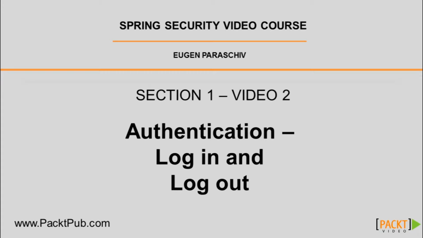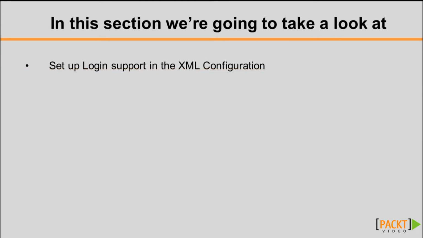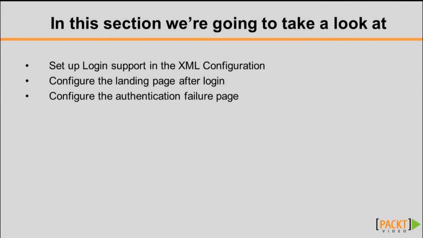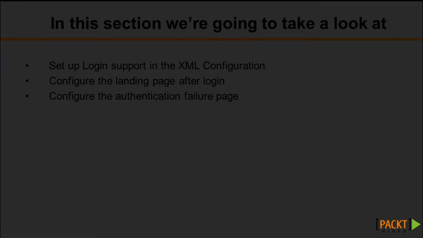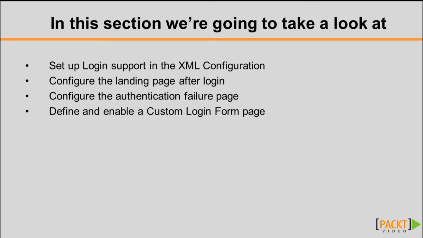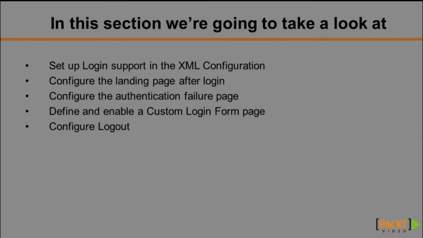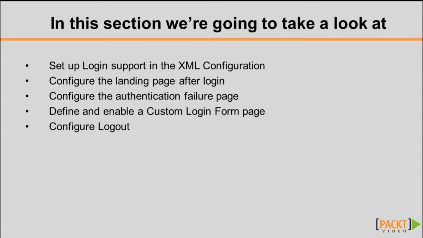In this second video, we will focus on authentication. We will start by adding login support in the XML configuration of our Spring Security application. We will then configure a landing page for the user to be directed to after login, and a page for unsuccessful authentication. We will then define a custom login form, and we will end this video by configuring logout functionality.